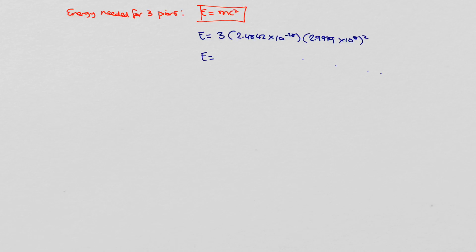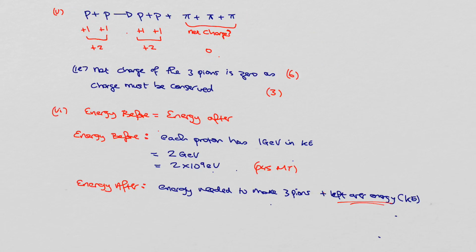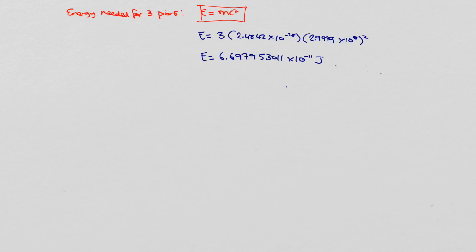Okay, so the energy needed to make the 3 pions then is 6.697953011 by 10 to the power of minus 11, and that's joules. Of course, if we go back to the previous page here, we have our energy beforehand in electron volts, so we need to make sure that we're dealing with the same units for comparison.